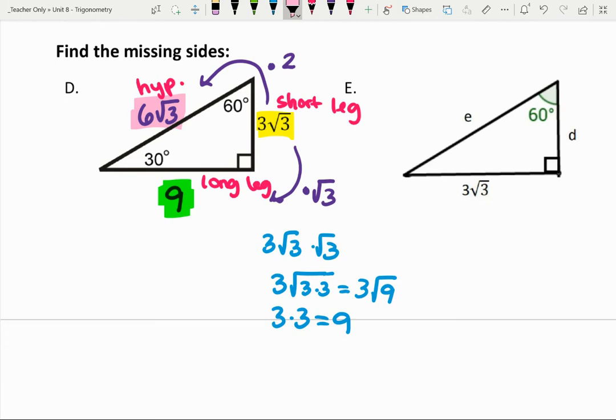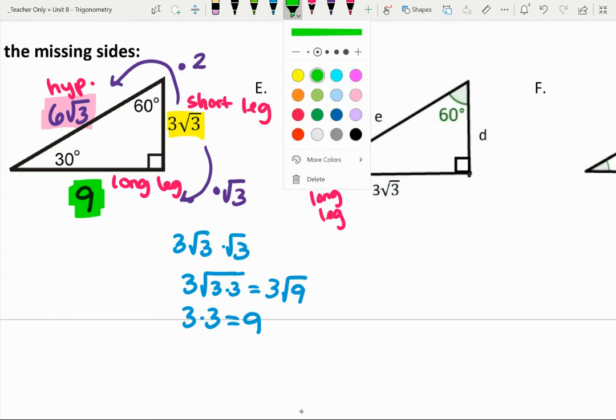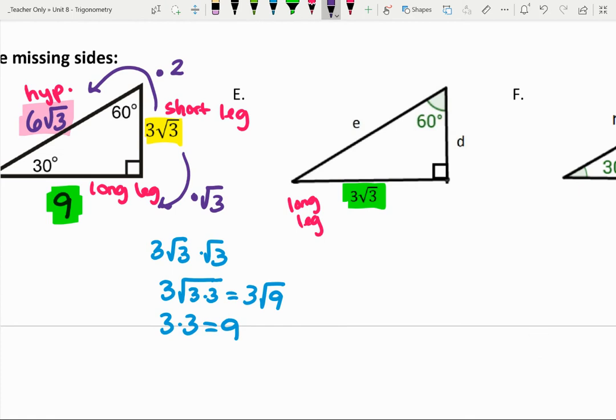So we'll take a look at just a couple of other examples here and get some practice in just identifying the long leg, the short leg, and the hypotenuse. So this time we're starting with the same value, 3 root 3, but notice that it is across from the 60-degree angle. So this is the long leg. So I'll highlight that in my green color, make sure I'm consistent. So the long leg is 3 root 3, and I need to find the length of the short leg, and I need to find the length of the hypotenuse.